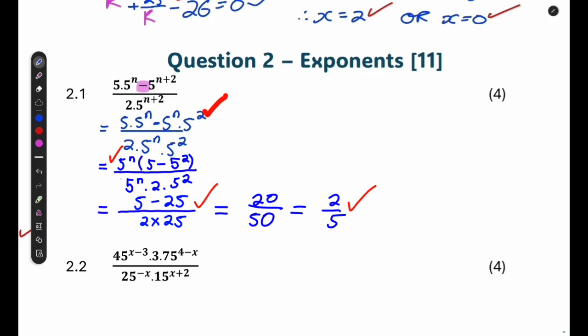Let's see where you would get your 4 marks. So 1 mark for giving that plus 2 its own base, then for taking out a common factor, for cancelling out the common factor, and then for your final answer, you would get the last mark.